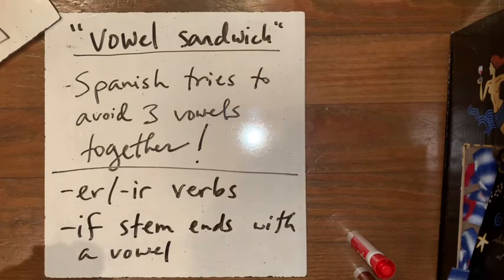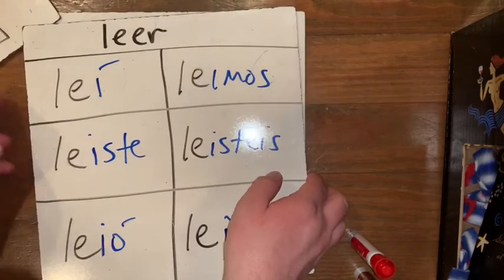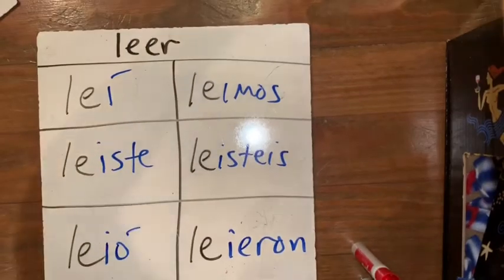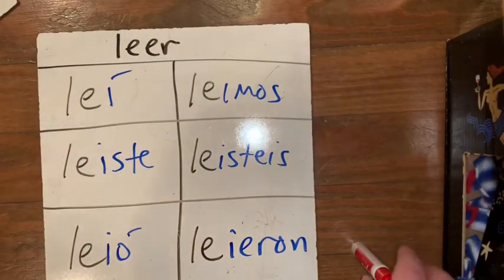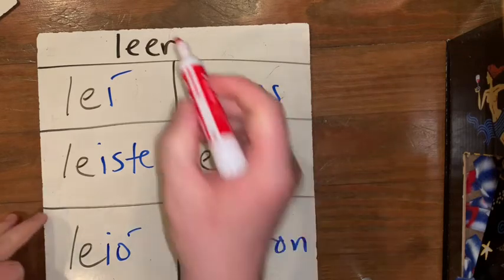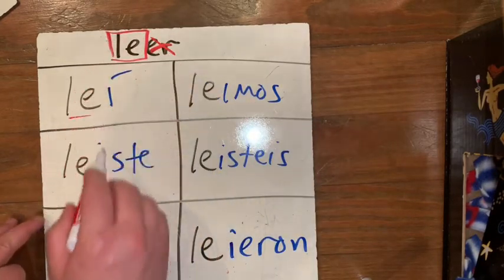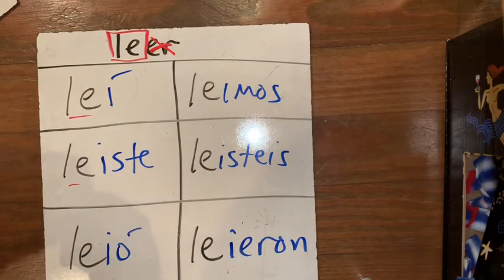In ER and IR verbs, if the stem ends with a vowel, we have an issue. Check it out. Here's a good example of a verb where the stem ends with a vowel. I conjugated it as though it were normal. This is our good old verb leer. You learned this back in Spanish 1. It's the verb to read. When I cut off my ending, I'm left just with LE. Okay, and then I put my ER, IR endings on. Can you spot anywhere that we have three vowels in a row?